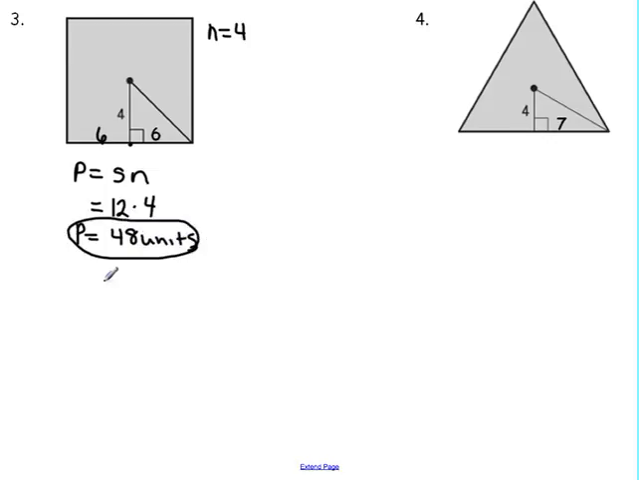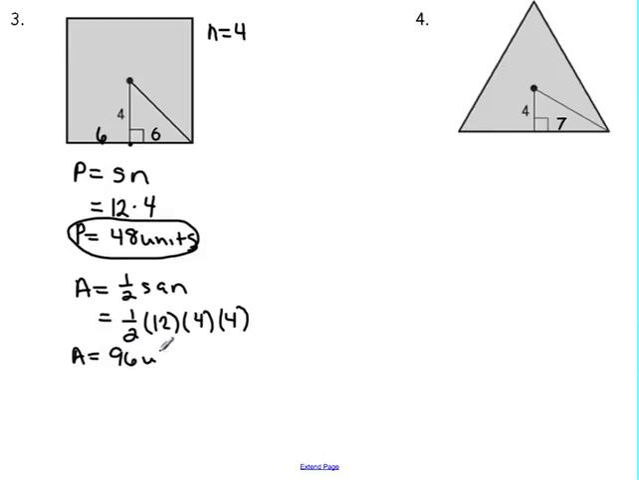If I'm looking for my area, it's going to be 1/2 S times A times N. I think it's a good idea always to write out your formulas again. Helps you memorize them pretty easily. Your side length here is 12. Your apothem is 4. And your number of sides is 4. Multiply all these numbers together. 1/2 times 12 times 4 times 4 should give us 96 square units.